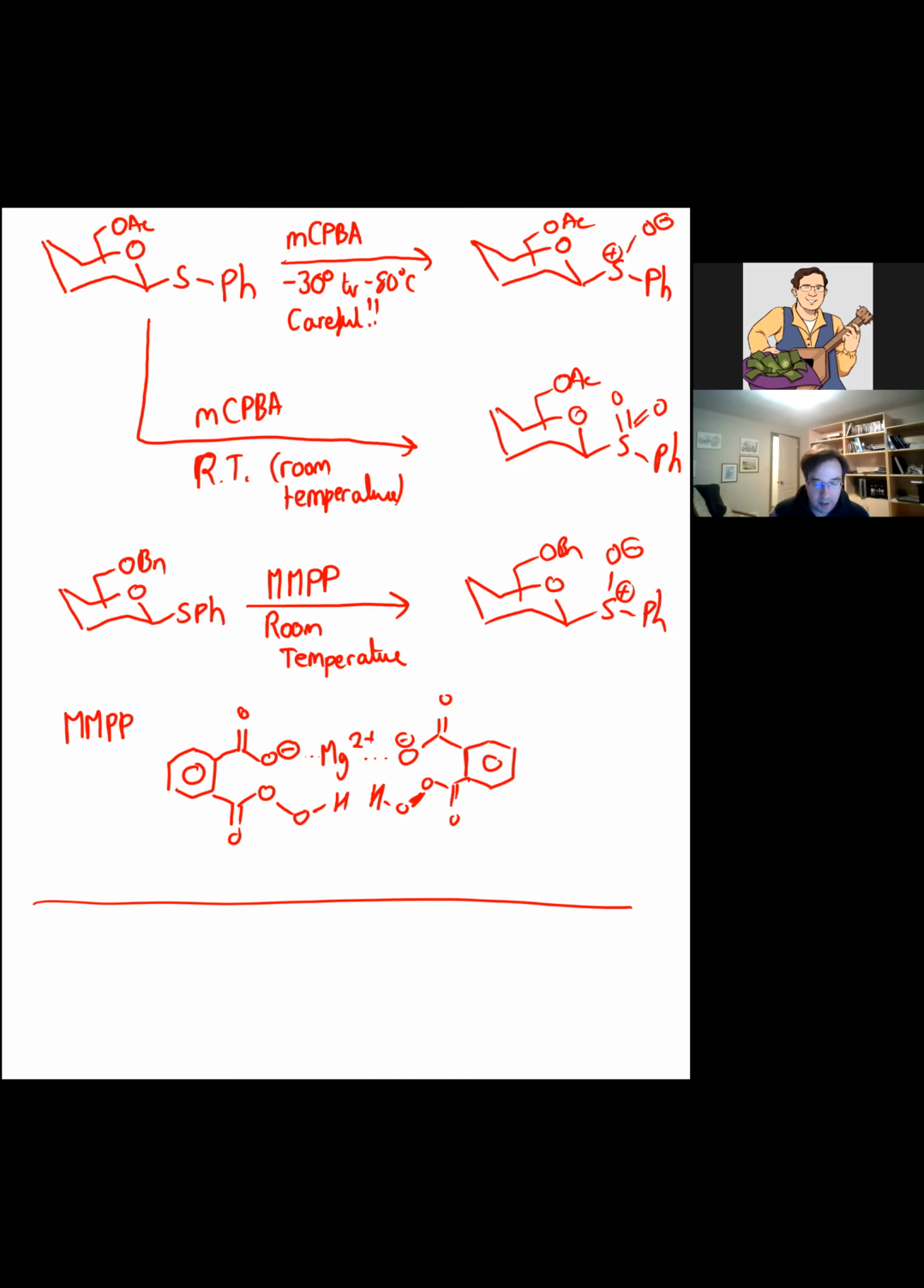So we can use MMPP to selectively do this. So if you want to make a sulfoxide, this is probably a better way of going about it. So again, these are pretty stable molecules. They don't come off with just anything. You do need special conditions for the most part, so they survive quite a lot of chemistry. Unless it's oxidation, in which case they're going to oxidize further to the sulfone.